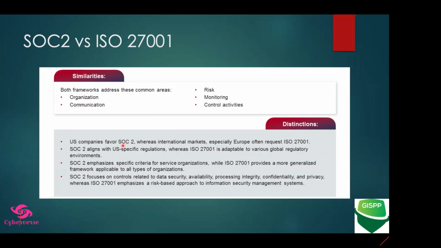But again, as I said, I have even worked with companies who are not US based. They have no relationship, no work in the US, but still they want to go for SOC 2 because it adds value to their information security program. SOC 2 aligns with US specific regulations. ISO is a pre-standard one. It's a global standard. As we all know, SOC 2 emphasizes specific criteria. ISO 27001 is a more generalized framework.